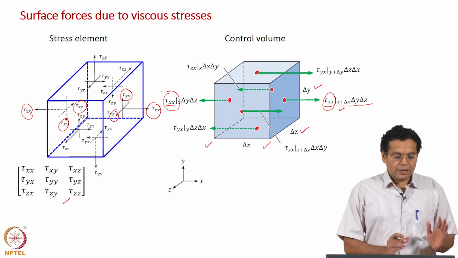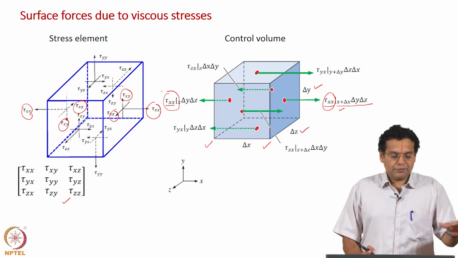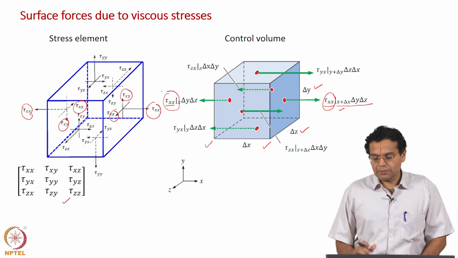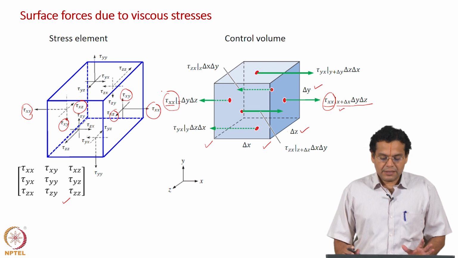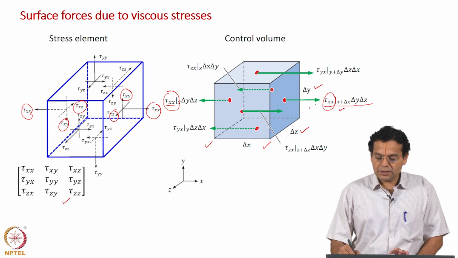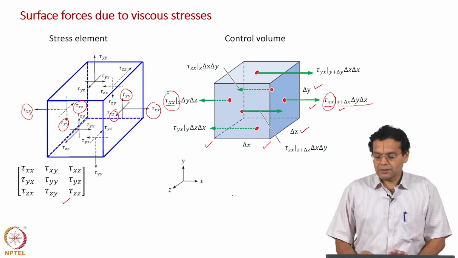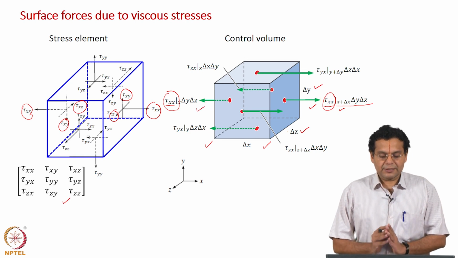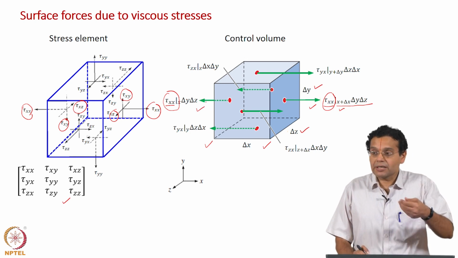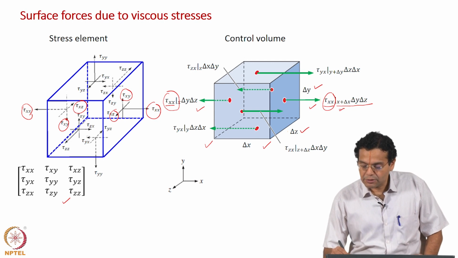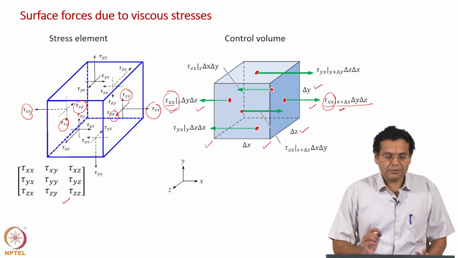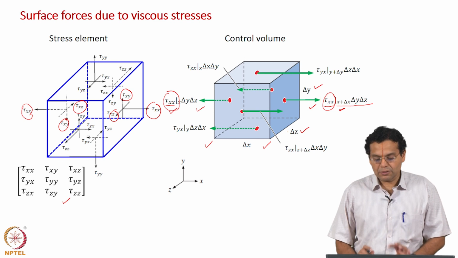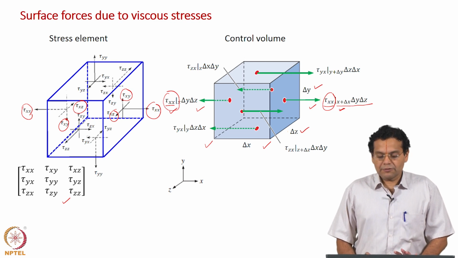So, now if you compare the stress element on the left hand side and the control volume on the right hand side, first of all the same sign convention has been used: force along the positive x axis on the right face, force along the negative x axis on the left hand side face. What is the difference? As we have done for pressure, we have taken into account the spatial variation of the normal stress. Now, let us go to the top and bottom face.